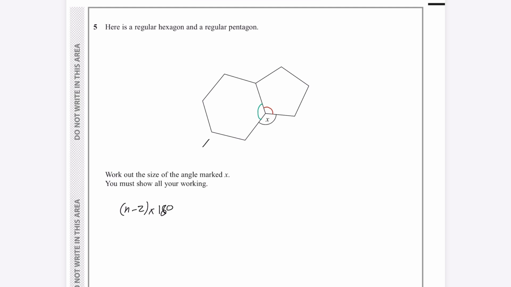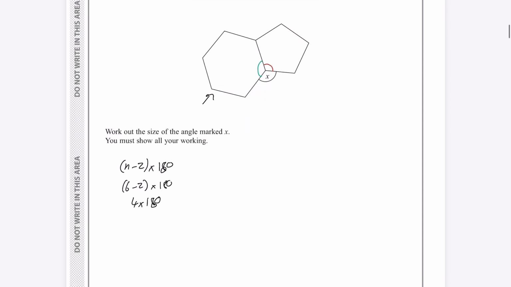So with this shape over here, it has 6 sides, so we are going to do 6 minus 2 times 180. So that's going to be 4 times 180. Now if you double 180, you get 360, and then if you double 360, you get 720. So that's going to be 720. It's got 6 sides altogether, so divide 720 by 6, and you get 120. So we know that this angle here is 120, and we can do the same for the other shape.